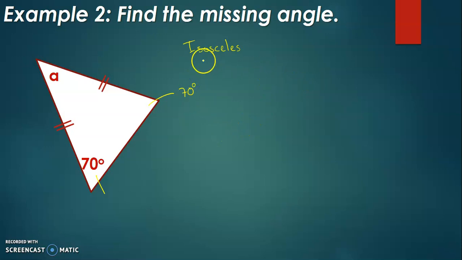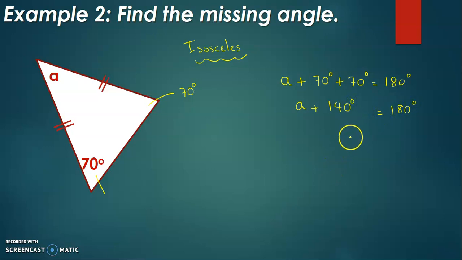So I can say that this angle over here would also be 70 degrees. So now I can form my equation over here. I can go A plus 70 degrees plus 70 degrees would give you 180 degrees. Then I could add these two up and get 140 degrees equal to 180. Now, again, you know this. What do you have to add to 140 degrees to get 180? Or inverse operation will give you the answer of A, which is 40 degrees in this case.